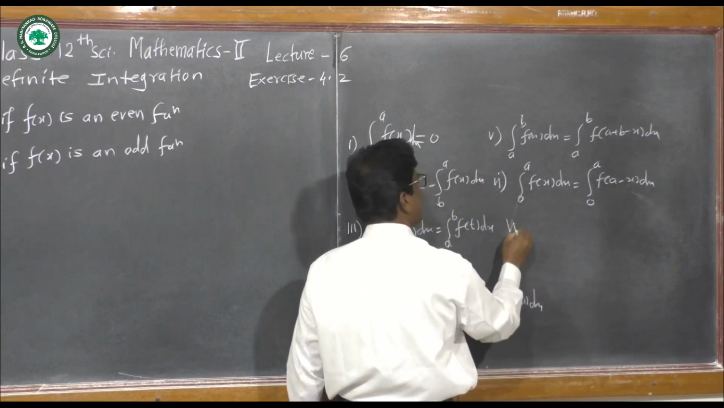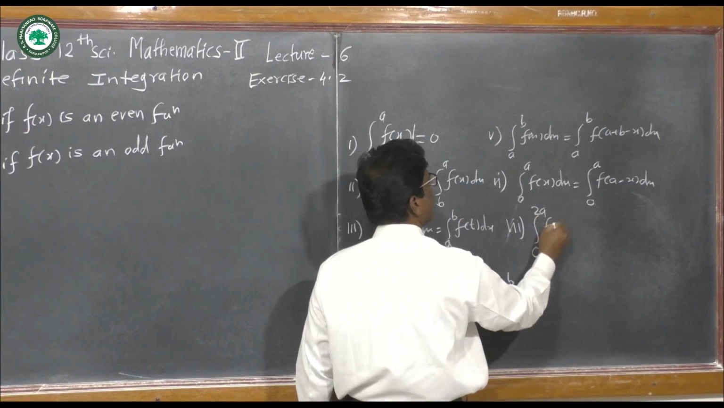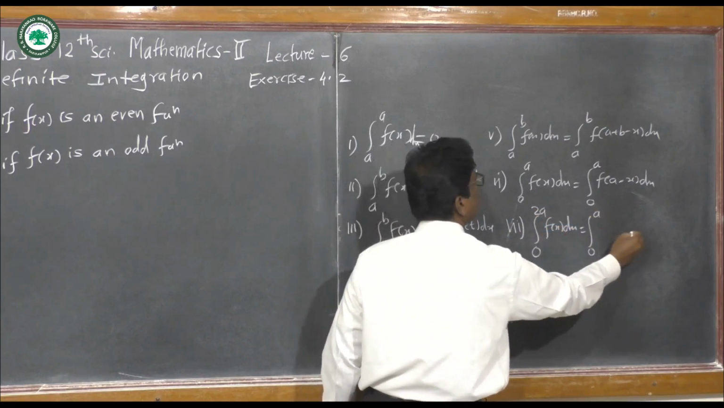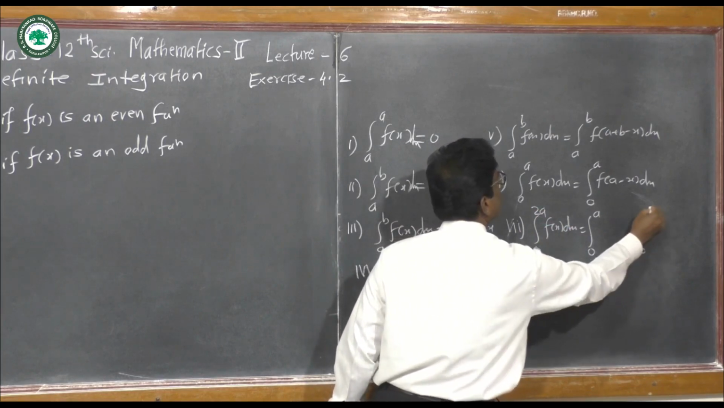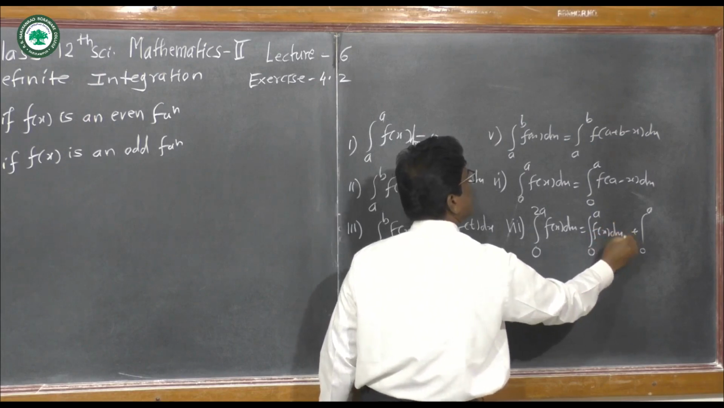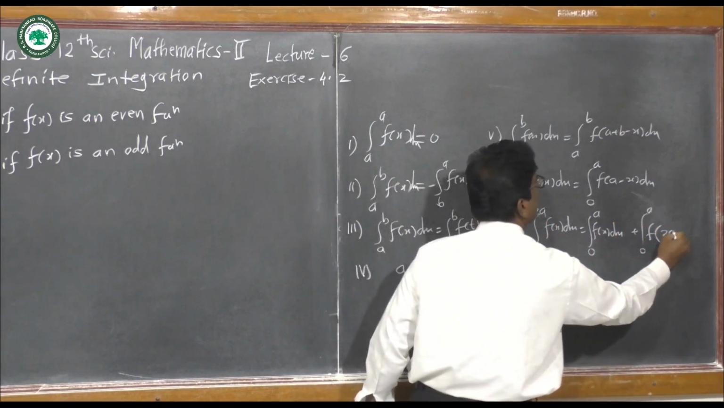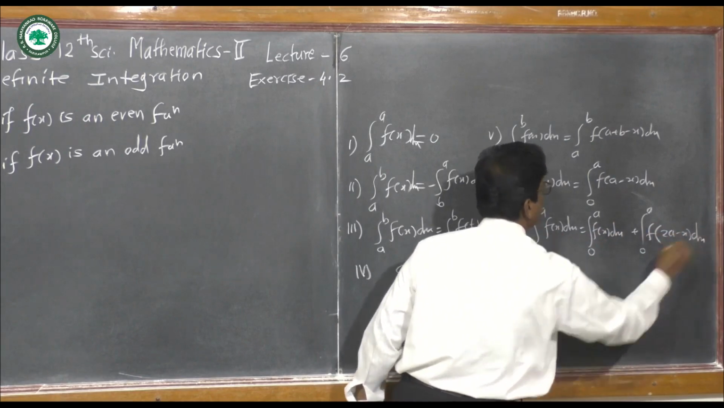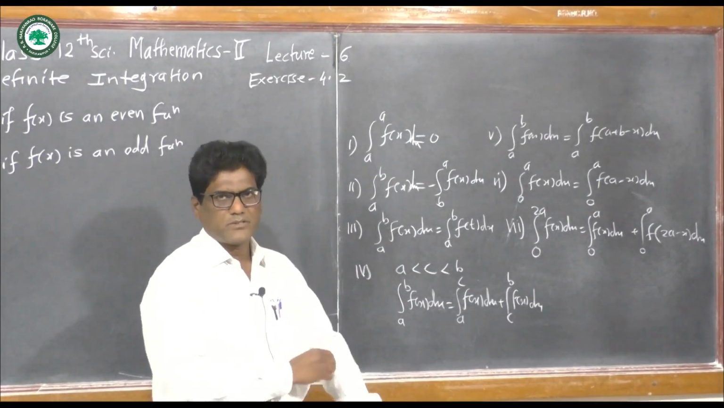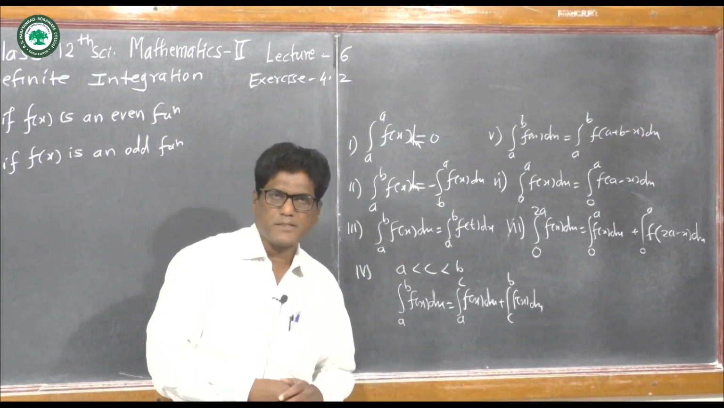And here the seventh property: integration from 0 to 2a of f of x dx is equal to integration from 0 to a plus integration from 0 to a. In the first part it is f of x dx, and in the second part we replace x by 2a minus x, f of 2a minus x dx. So these are the 7 properties which we have proved in the last video lecture. Now we see the 8th property.